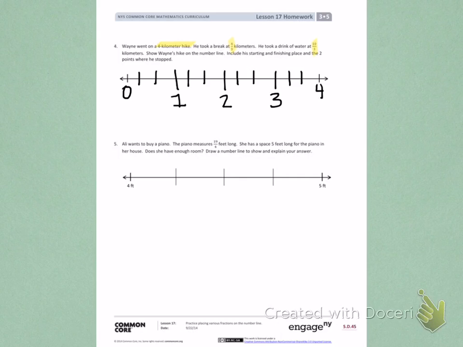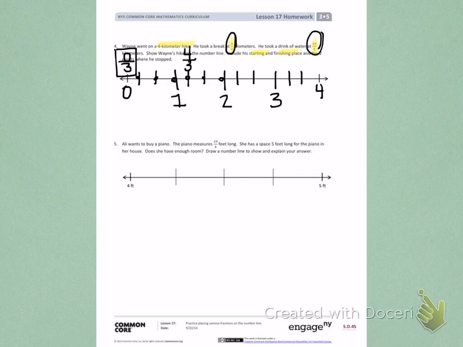My word problem also tells me to include where he started and finished as a fraction. He started at 0/3. I'm going to put a box around that because it's a whole number. I also need to label 4/3 and 10/3, so I'm going to continue to count on: 0/3, 1/3, 2/3, 3/3, 4/3. Here's 4/3. I'm going to label that. That's where he took a break.